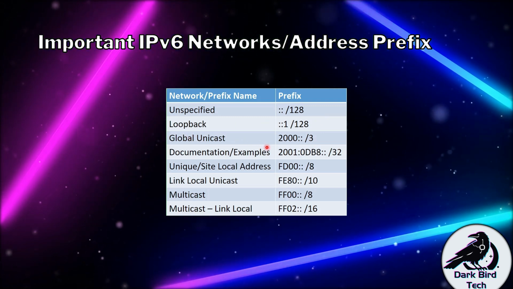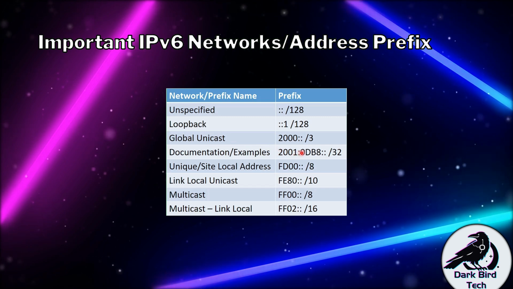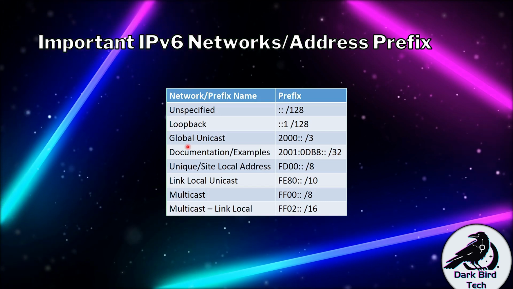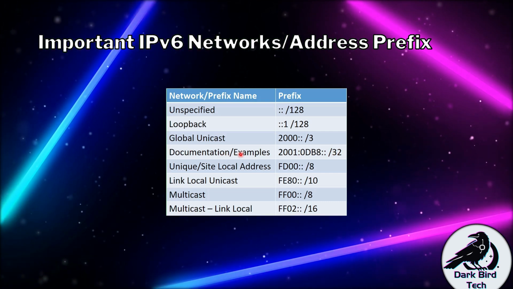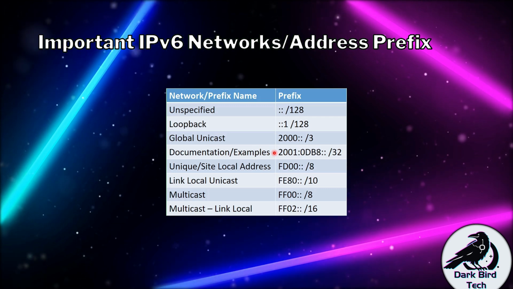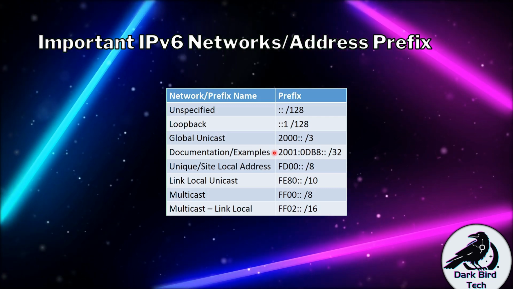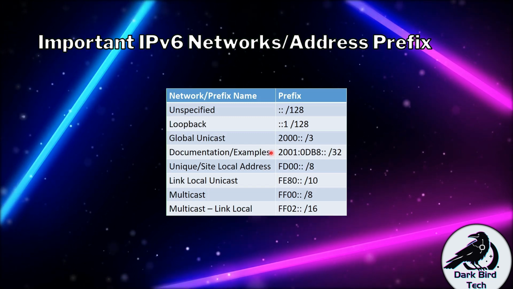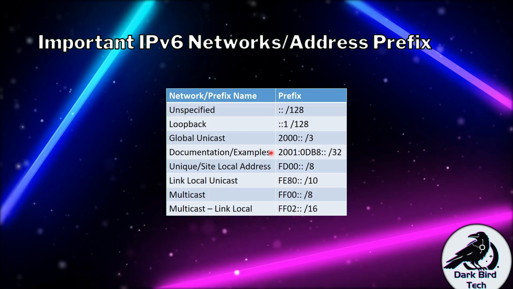Then the 2001:0db8 address with a /32 prefix is used for documentation and examples. Yep, we have a network set aside so that we can use it in course material and training and stuff like that. Now, this is not too unusual because IPv4 actually also had documentation networks.